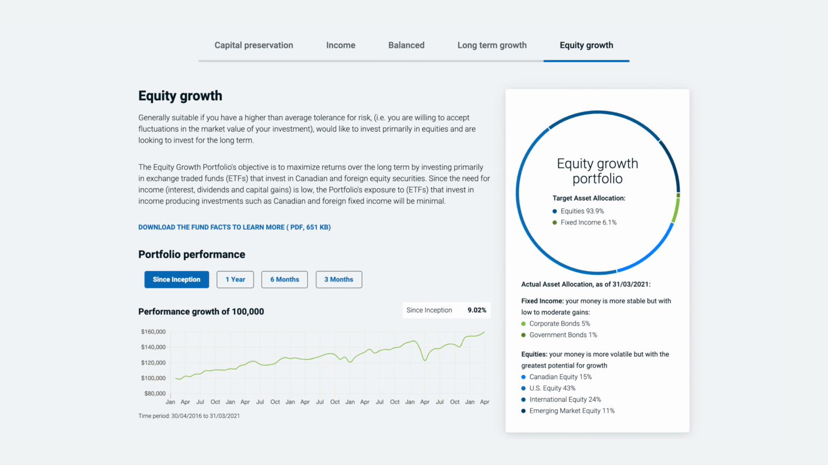If we look at a more aggressive portfolio like the BMO Smartfolio Equity Growth Portfolio, we see it had a 93.9% target equity exposure and 6.1% fixed income exposure. These two portfolios give us a good look at how different levels of risk can look and feel for an investor.